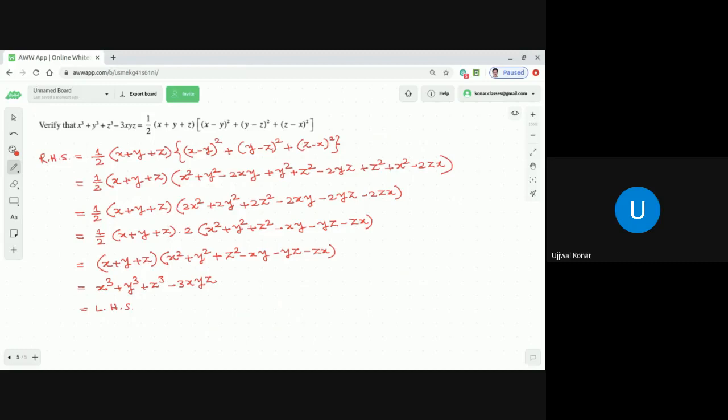Actually, in your solution, what you wrote x cube plus y cube plus z cube, you also wrote, no? But no, we should not touch that statement. We should actually conclude that statement by means of our derivation from the right hand side. Did you get my point, what I'm talking about? Yes, sir.